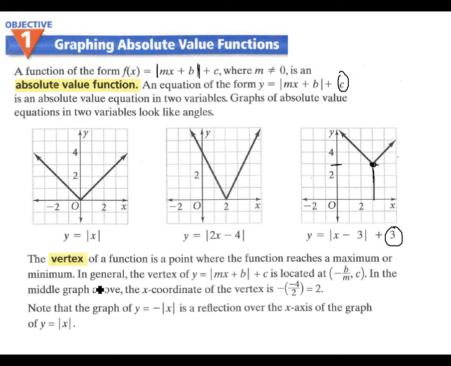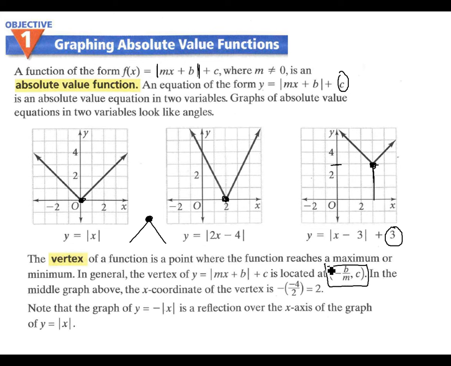Before we do that, let's define the word vertex. The vertex of a function is a point where the function reaches a max or a minimum. In this case, we're reaching minimums, which means the bottom. So here's our vertex, a place where we have a minimum. Here's another vertex, a place where we have a minimum. And over here, here's our vertex, the place where we have a minimum. If we had an absolute value flipped over like this, then we would have a maximum, but that would still be our vertex.